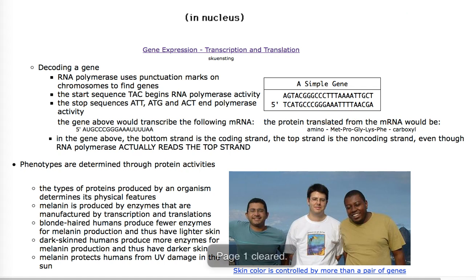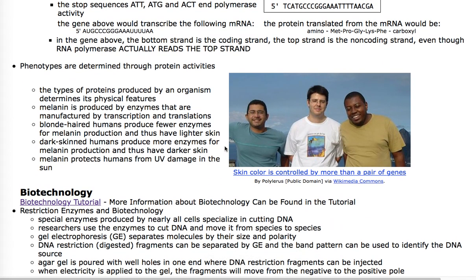So what we're trying to say here is that this process of translation is responsible for all of your protein production and all your physical traits. Phenotypes, which is what our physical traits are, are determined by proteins. The skin color on these three men are all caused by the manufacture of different amounts of proteins, which causes different amounts of skin pigment, melanin, to be produced. And as a result, their skins have different color tones.